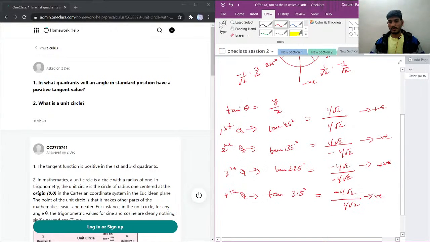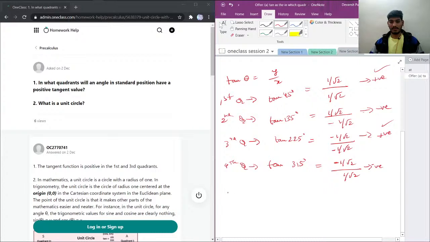So we can see that in the first quadrant my tangent was positive and in the third quadrant my tangent was positive. So tangent of any angle will be positive in first and third quadrant.